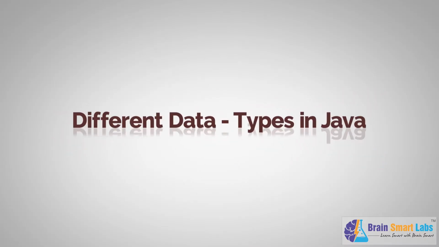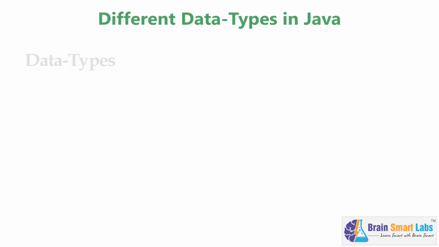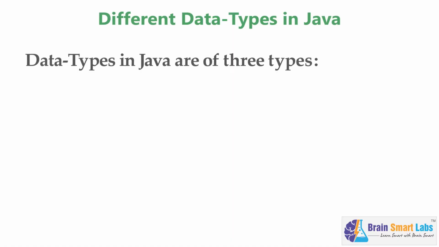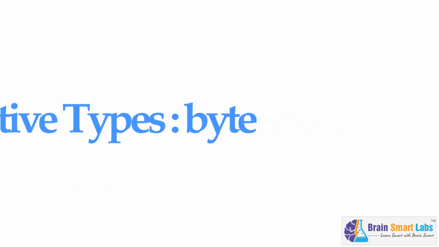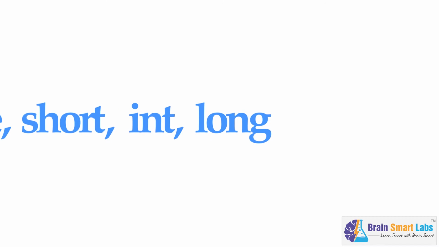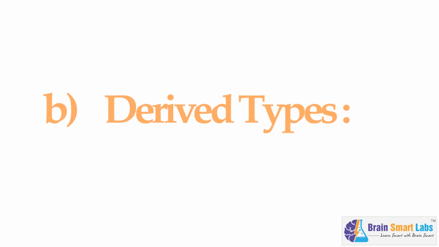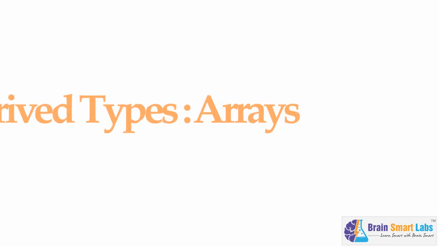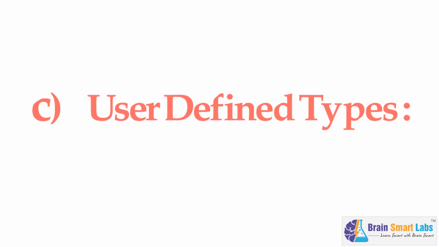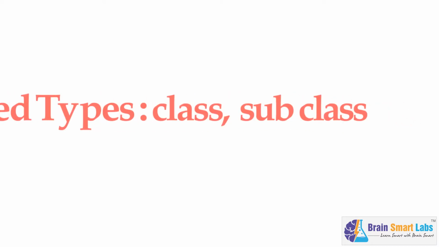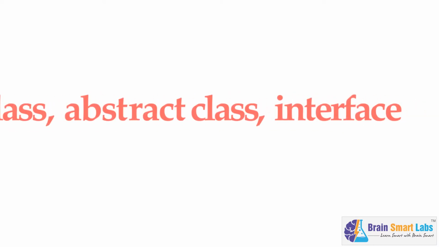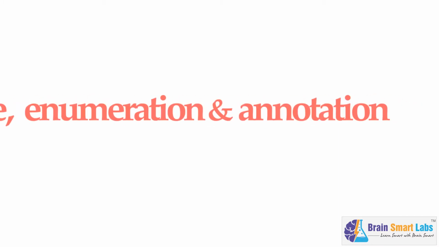You will understand this better as you see more examples today. But before we get there, let us take a quick look at various data types present in Java. Data types in Java can be differentiated into three types. That is A. Primitive types which include byte, short, int, long, float, double, char and boolean. B. Derived types which include arrays. And C. User-defined types which include class, subclass, abstract class, interface, enumeration and annotations.